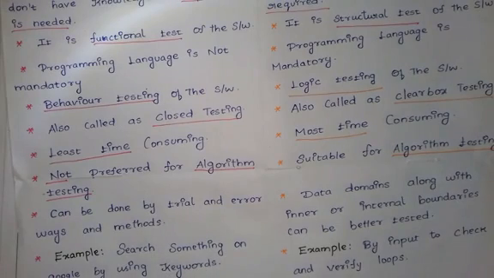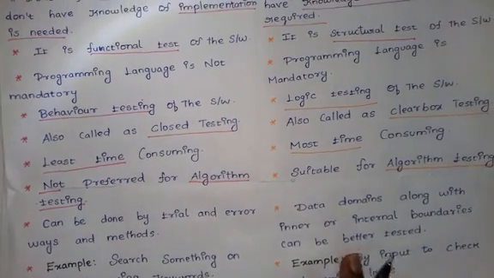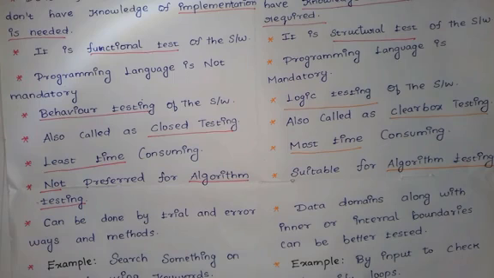So now see the example of black box and white box test. The example for black box is searching for something on Google by using a keyword. In white box, it is giving input to check and verify loops.